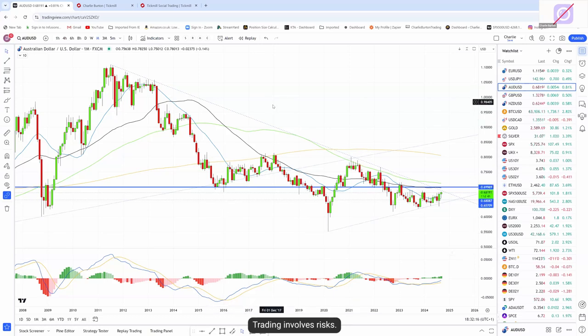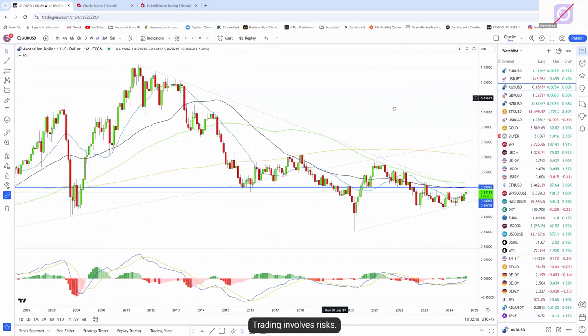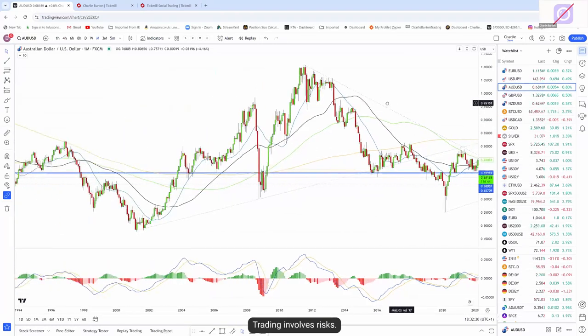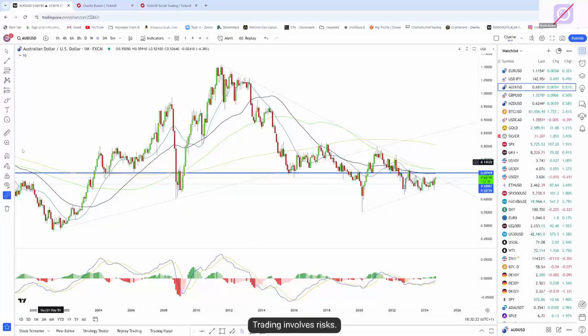So 2016, the Aussie dollar had come down. Let me just zoom out a little bit, so hopefully you can all see.